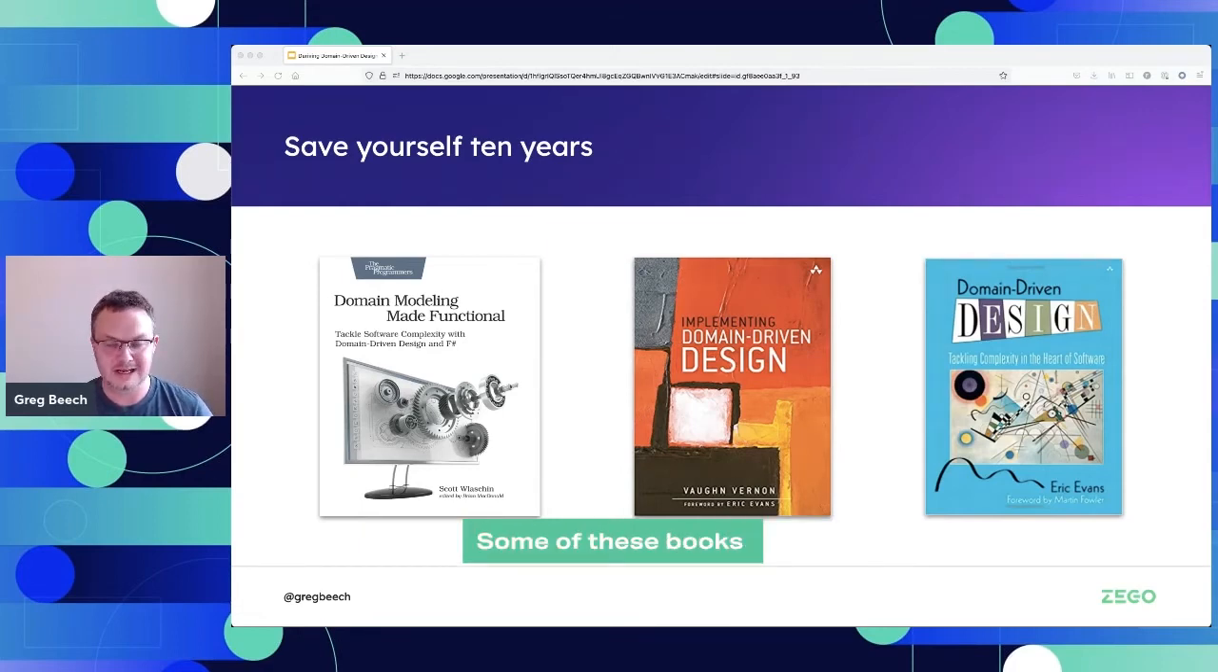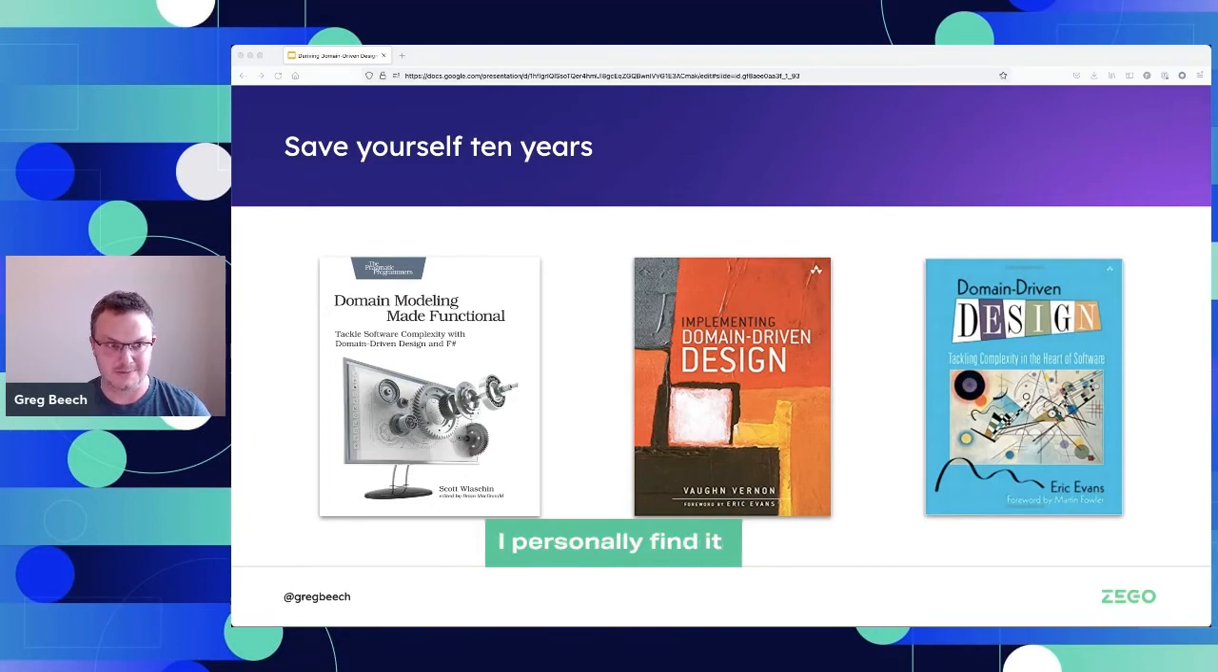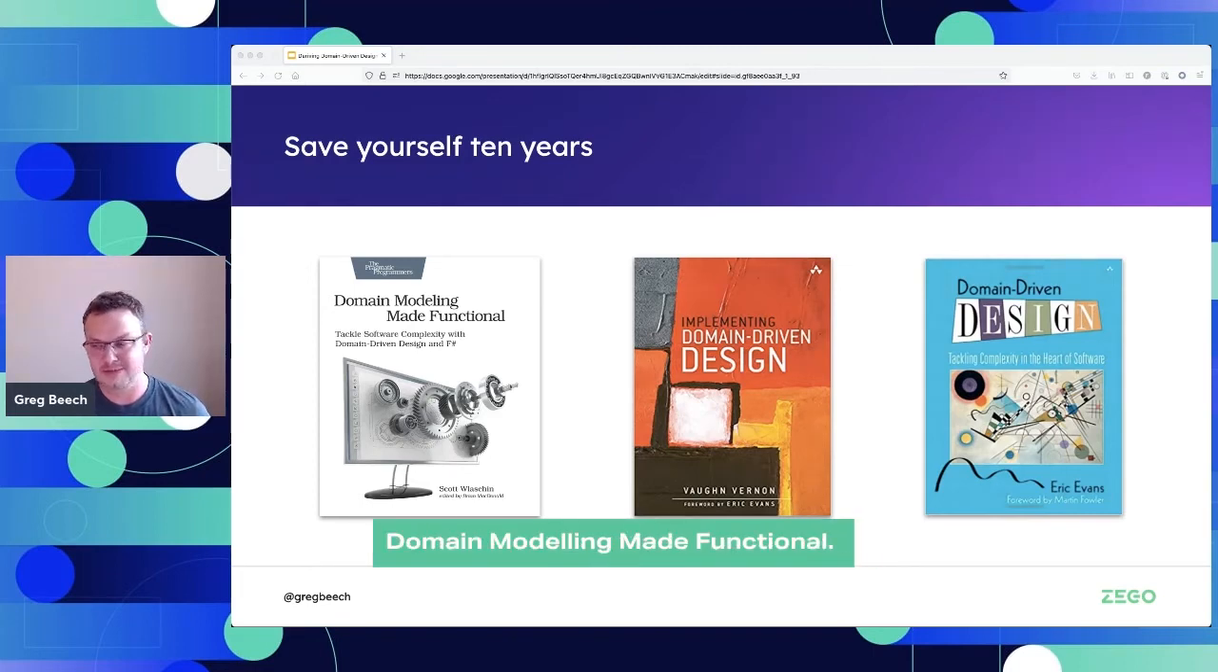Of these books, Domain Modeling Made Functional is probably the one I'd recommend starting with. I think it gives a really compelling use case for why domain-driven design is so good, and it shows how well it works with functional programming. Most of the DDD literature is actually dealing with object orientation, and I personally find it better with functional programming. This is one of two books that I think every engineer should read. The other one is Designing Data-Intensive Applications.